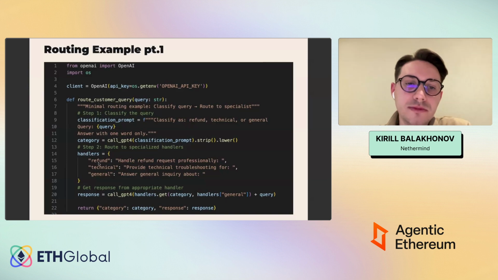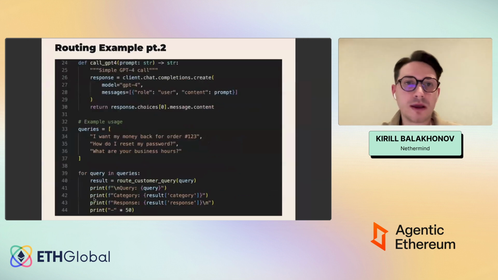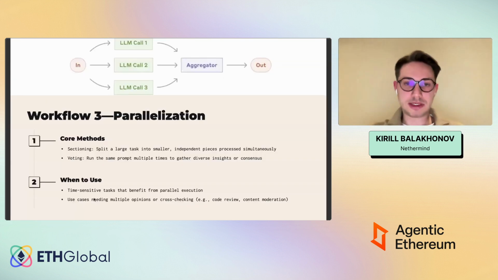Then we have some handlers for each particular class, basically a prompt for each particular class. And then we call GPT again with some category and with some prompt. And as a response, we have the response from the LLM with the chosen prompt for generating this response. I guess it was pretty clear.